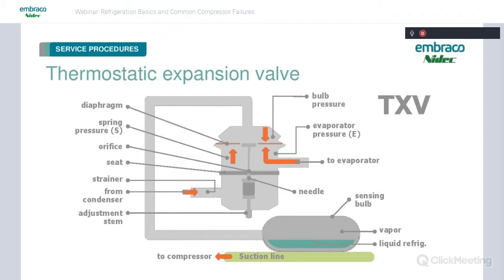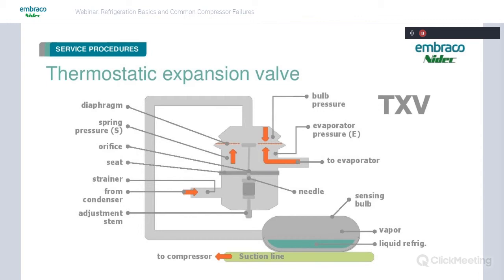And they do this by mounting a vapor bulb, a sensing bulb, on the suction line coming out of the evaporator. This senses the heat load that's on the evaporator. And the higher the heat load, the more it's going to increase the temperature and then cause this refrigerant that's in the bulb to vaporize and put more pressure on the top of the TXV valve, on the bellows, which is going to cause it to open. We have one opening force, which is the bulb pressure, and we have two closing forces, spring pressure and evaporator pressure, trying to close it.